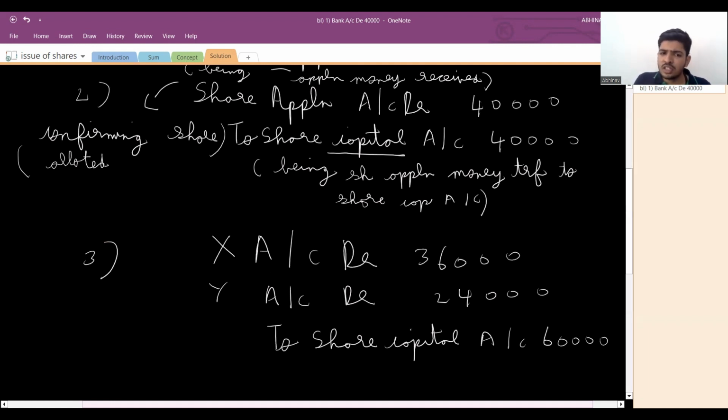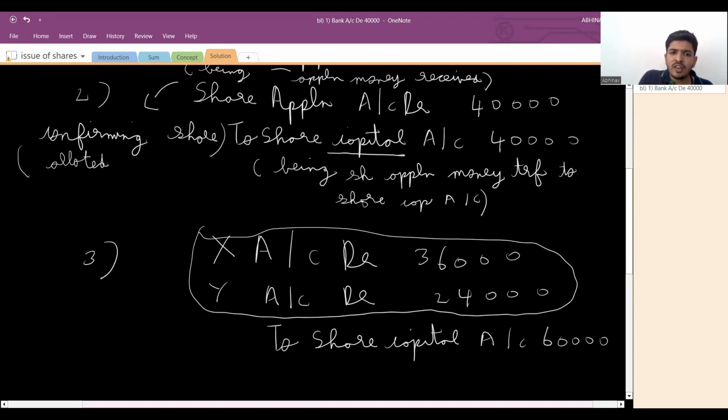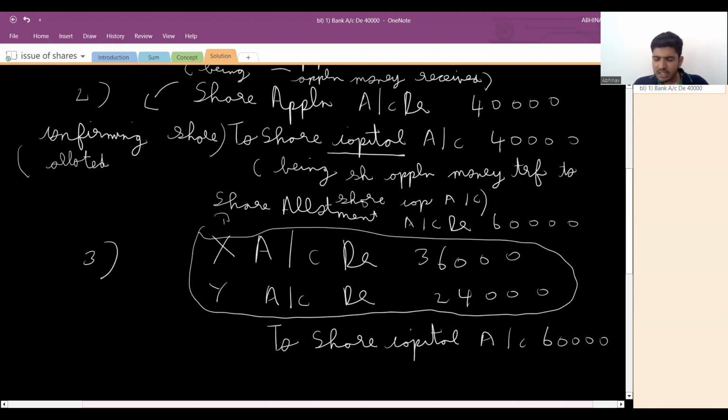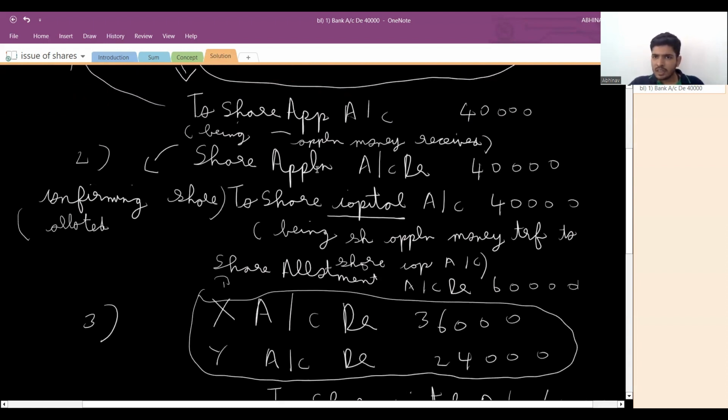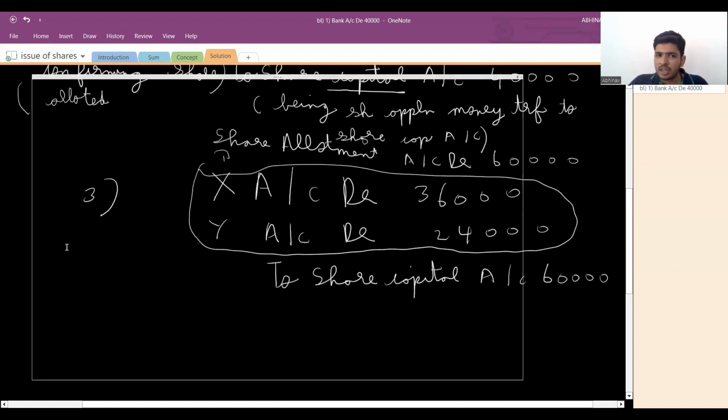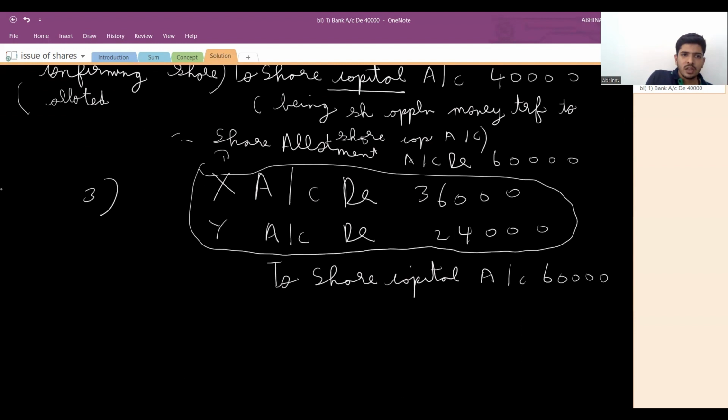Now again, there will be hundreds of owners, so the names won't be mentioned like this. So instead of X and Y, the actual entry is share allotment account debited 60,000. Correct? Why is it share allotment account? Share allotment is the name of the next installment. The name of the first installment was share application. That account was created. The name of the second installment is share allotment. Under share allotment, there will be a share allotment register in which it will be mentioned how much the company demands from X and how much the company demands from Y.